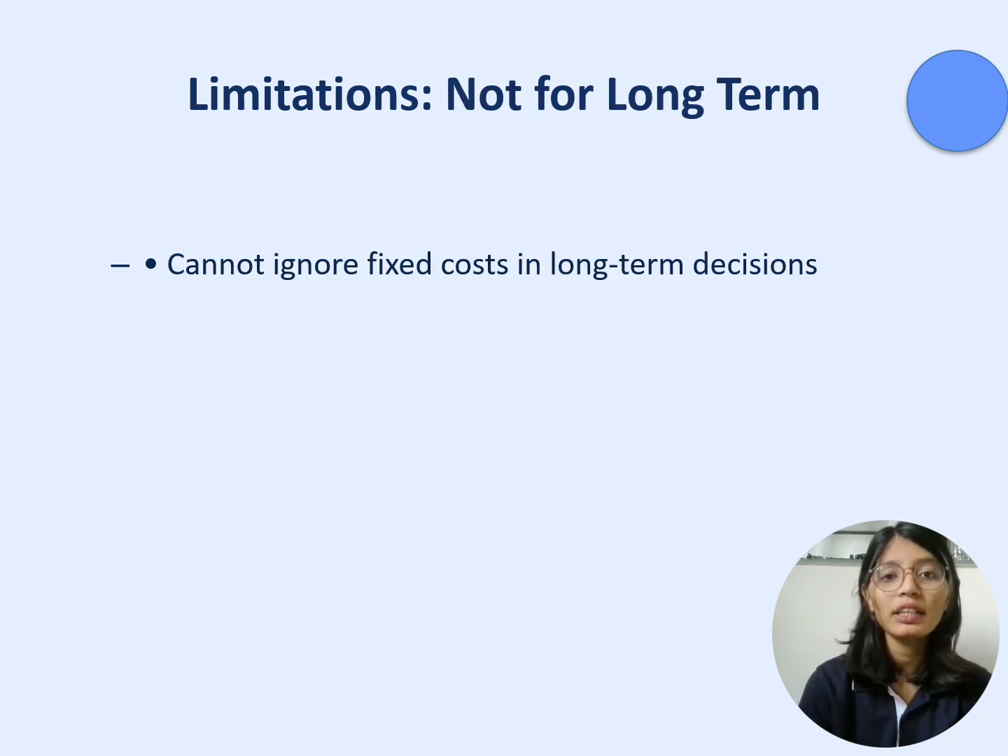Marginal costing is mainly useful for short-term decisions. In the long run, fixed costs cannot be ignored. Therefore, this method is not suitable for long-term pricing and strategic decisions.